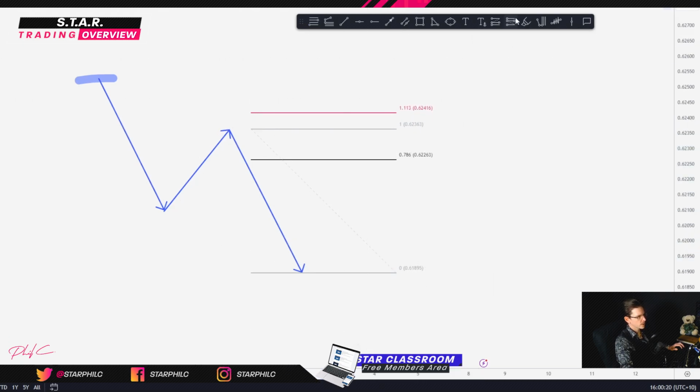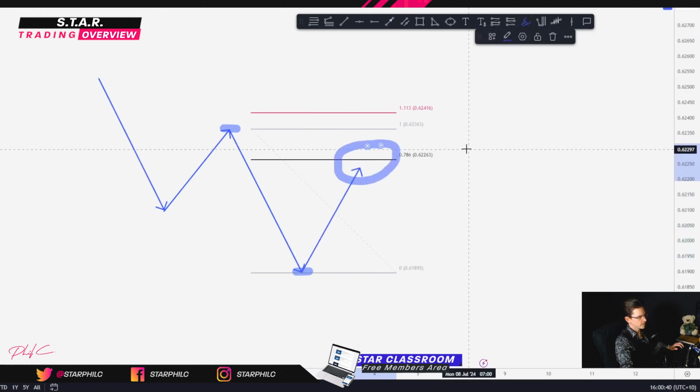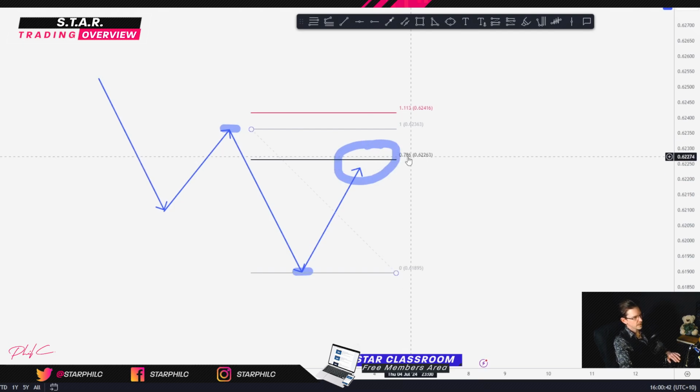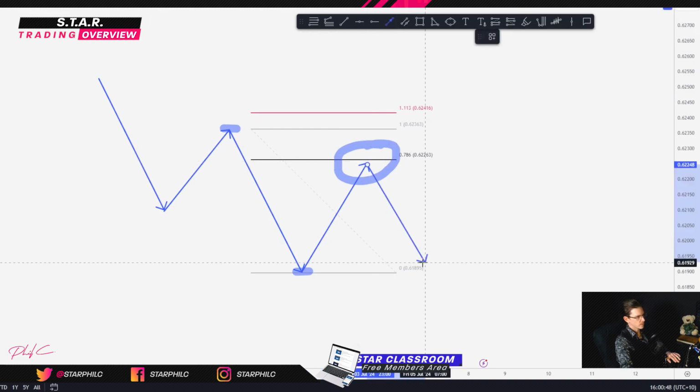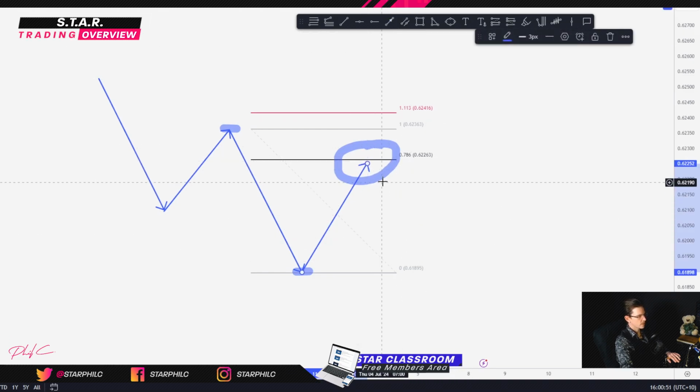So I take my previous swing high to my previous swing low. That's the leg that I want to measure, right? And all I want to pay attention to is if I get a move back up into that area that I was looking at. If I get a 786 right there, then I want to sell. That's it. Now I've got my entries.